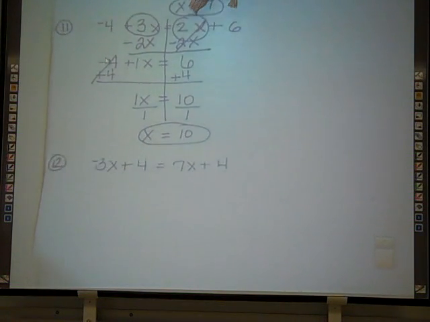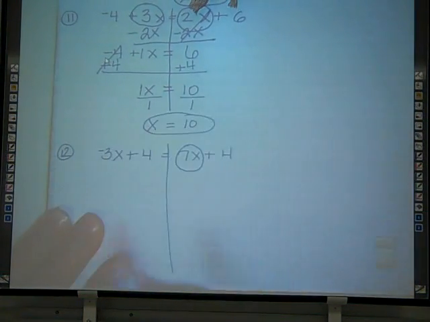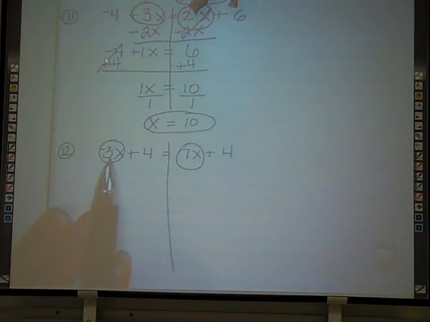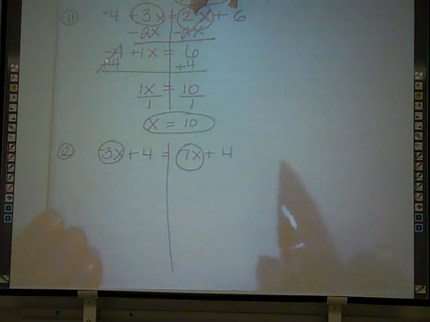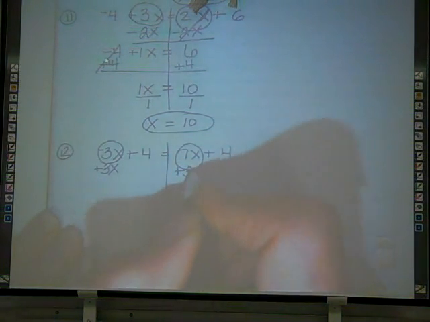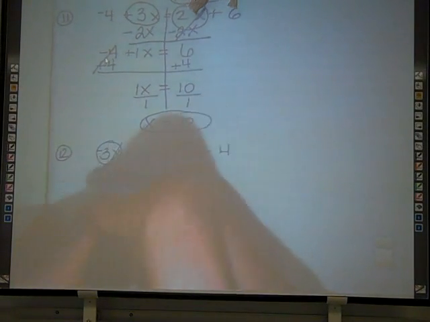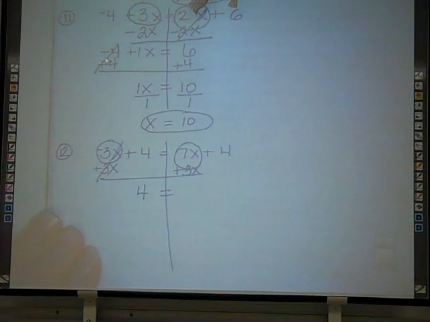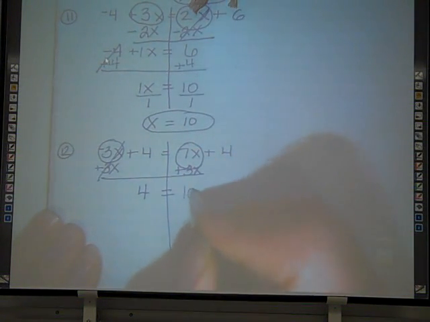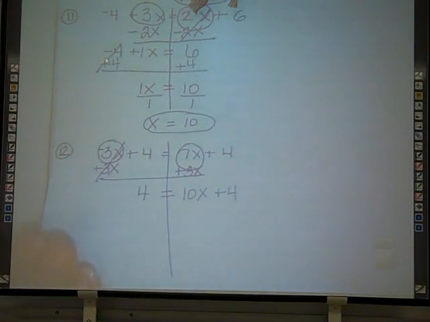Alright, number 12. Once again, circle your two terms with the variables. The smaller one is the negative 3. Well, the opposite of negative is positive, so we're actually going to add 3x to both sides. On the left-hand side, we're left with just 4. On the right-hand side, we have 7 plus 3, which will give us 10x, plus 4.